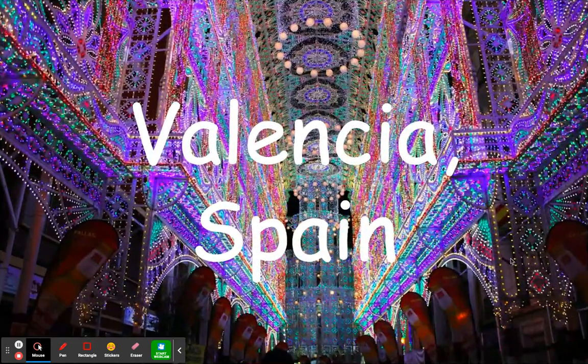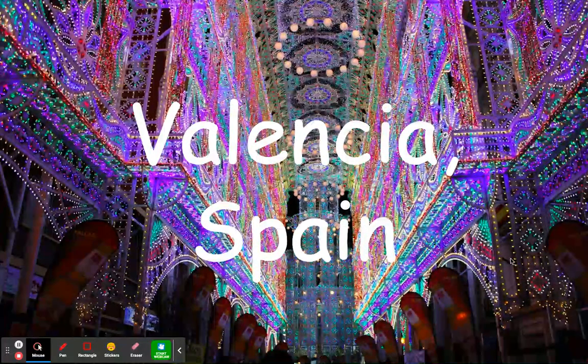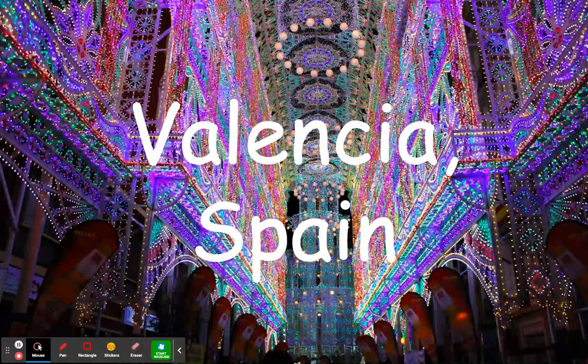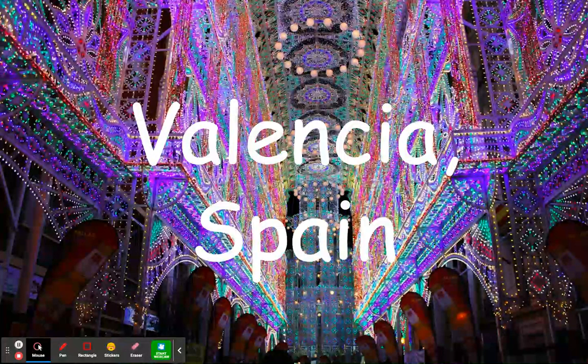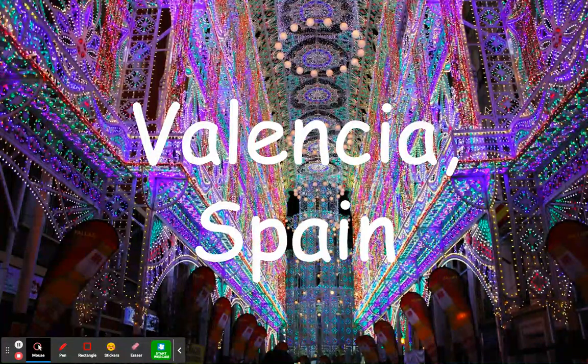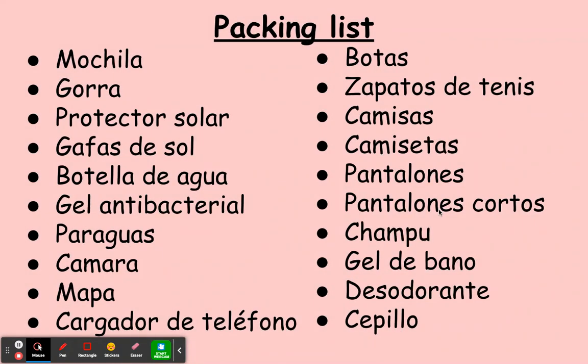Now, here is an example of what I'm looking for. So my first slide, this is a city that is not on the list, but this is just another Spanish-speaking city. This is Valencia, Spain. My first slide has the name of the city and a very cool inviting picture to make people become interested in my trip. Then I have my packing list, so all of the items that I would need for my trip.